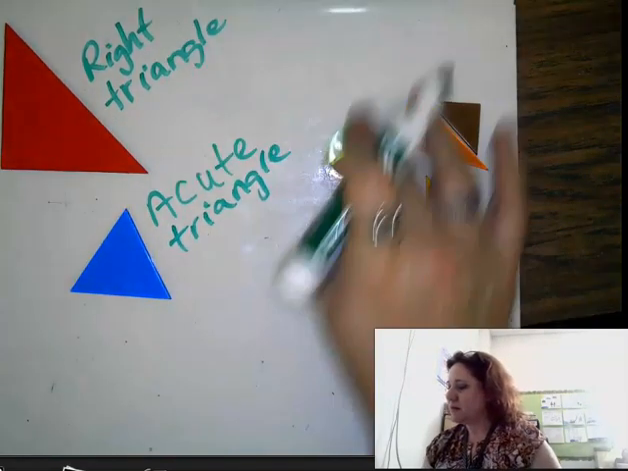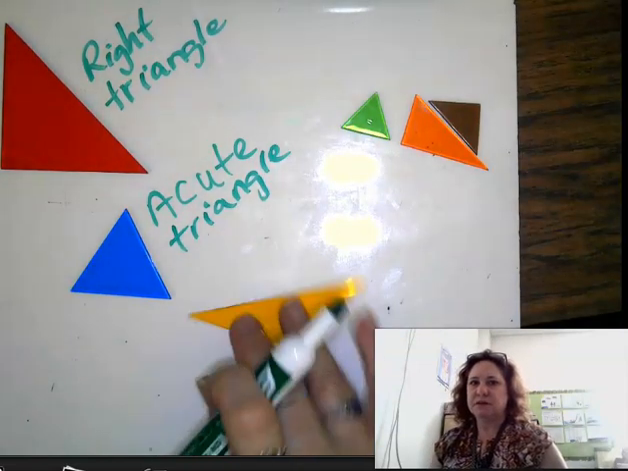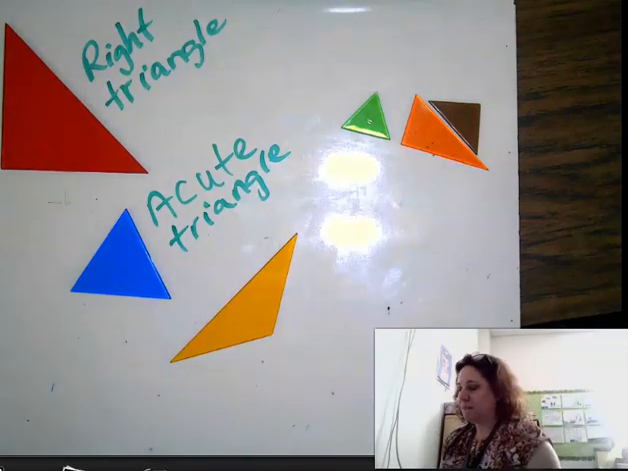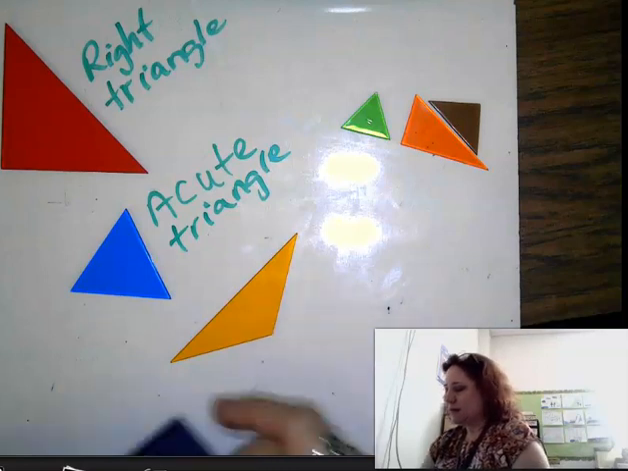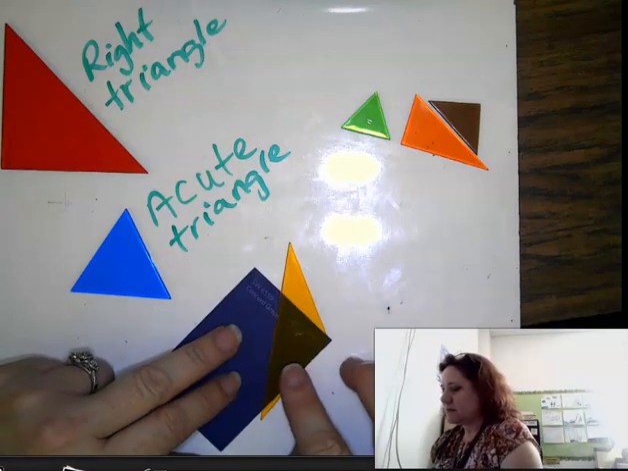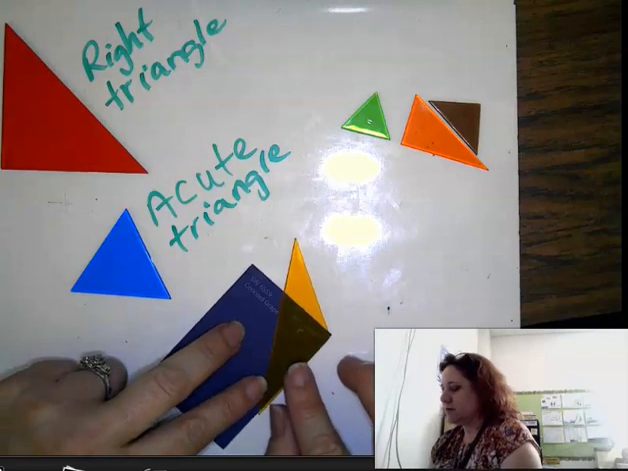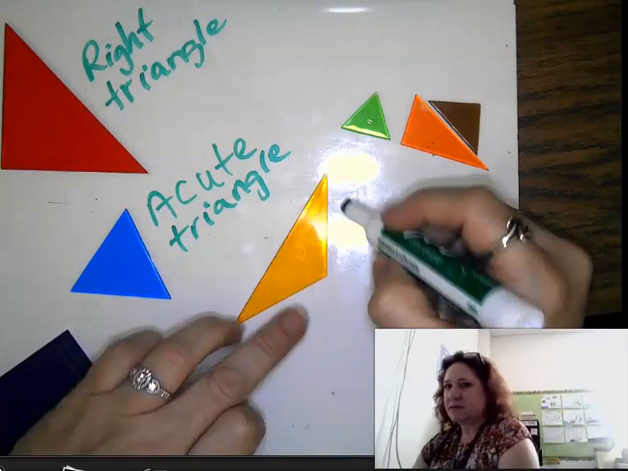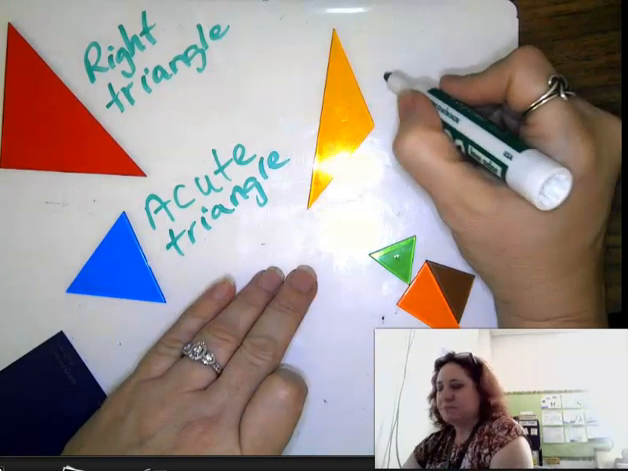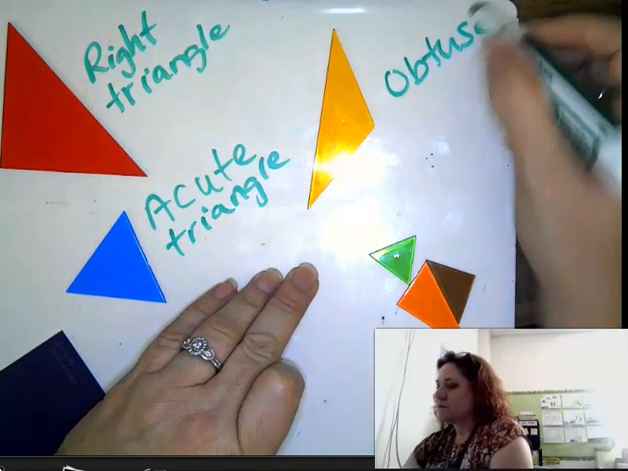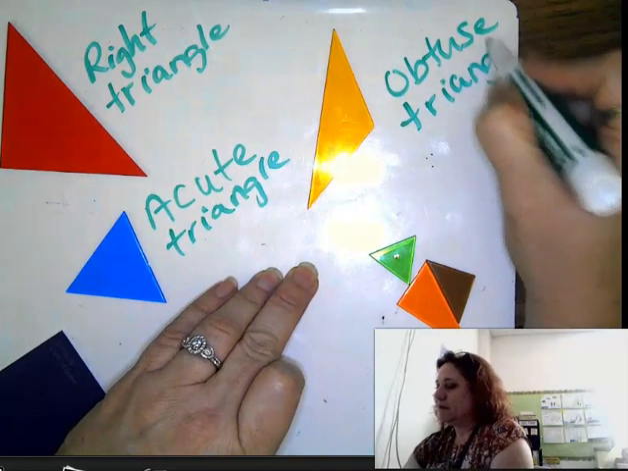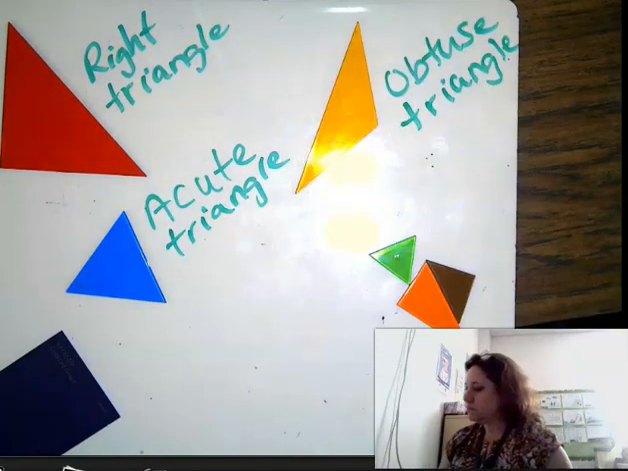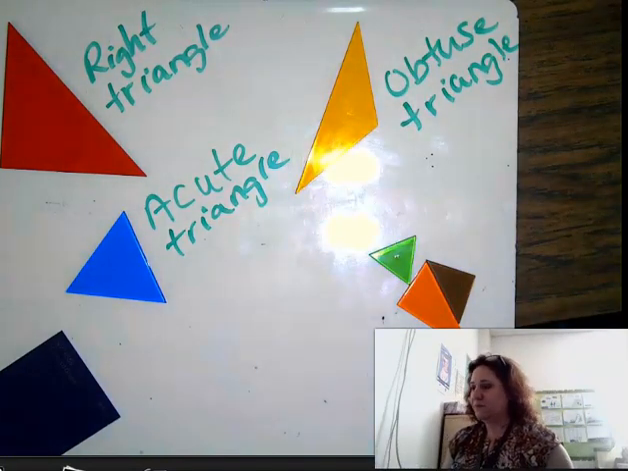Okay. Let's take a look at this yellow one here. Can you tell by looking at it what it is? Remember, we name it off of the largest angle. This is the largest, widest angle there, and it is a lot larger than 90 degrees, isn't it? It's obtuse. So that means that this triangle is an obtuse triangle. It has one obtuse angle and two acute angles. But we don't call it an acute triangle. We name it off of the largest angle.